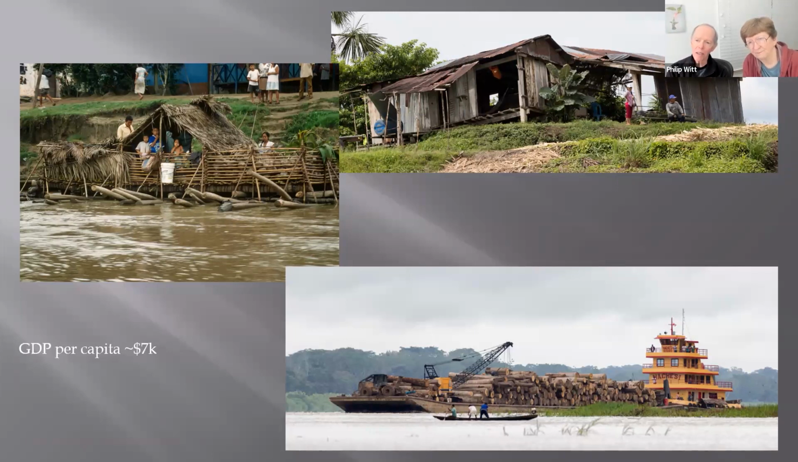On the upper right, it's one of the typical river houses. The gross domestic product per capita is about $7,000. So you can bet it's much higher than that in Lima and the big city, so it's much lower than that, half of that, in the Amazon. But compare that to the United States. The GDP per capita in the United States is about $70,000. So 10 times as wealthy.